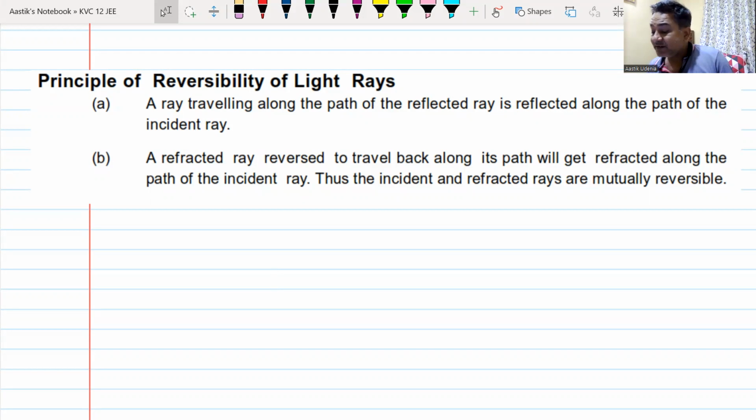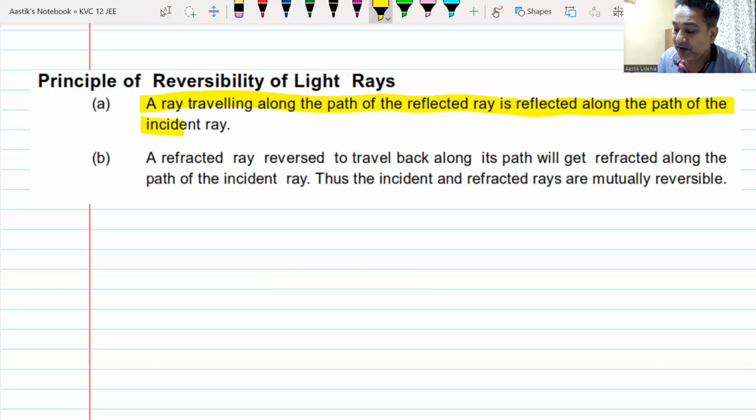Sorry. Principle of reversibility of light ray. I have discussed this before. Remember that concave mirror, and that ray of light which was parallel to the principal axis was passing through the focus? And then I said, if you reverse that light ray, so if the light ray is passing from the focus, it will become parallel. That is nothing but the principle of reversibility of light rays. So basically, they have just put this in words: a ray traveling along the path of the reflected ray is reflected along the path of the incident ray.